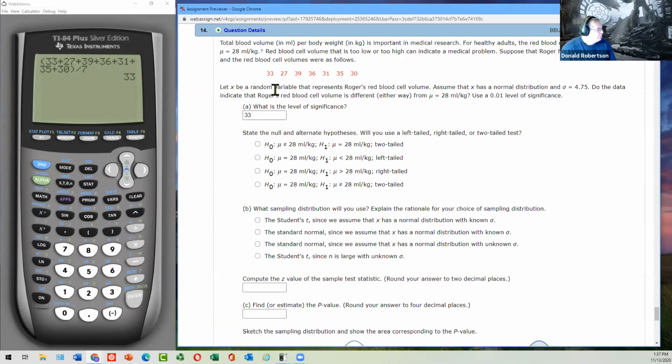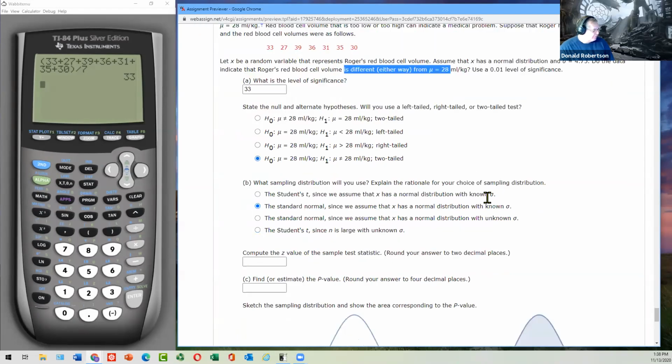Now, if I read on a little bit, this data is his blood cell volume. Assume that it's normal. There's the sigma. Does this indicate that it is different, right? So different, right? Not the same as 28, and not the same as, in this case, is the fourth one, agreed? That guy. And the standard answer for that one.